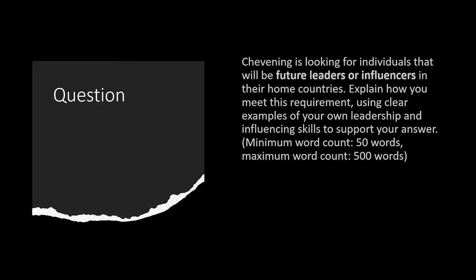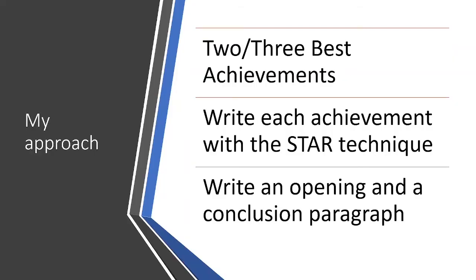The way I approach this question is by three steps. Step number one, I prioritize my achievements and I only choose two or three of them. In this case, I only choose two. And then I'll write each achievement with the STAR technique. I'm going to talk about the STAR technique later on. And then write an opening and a conclusion paragraph.